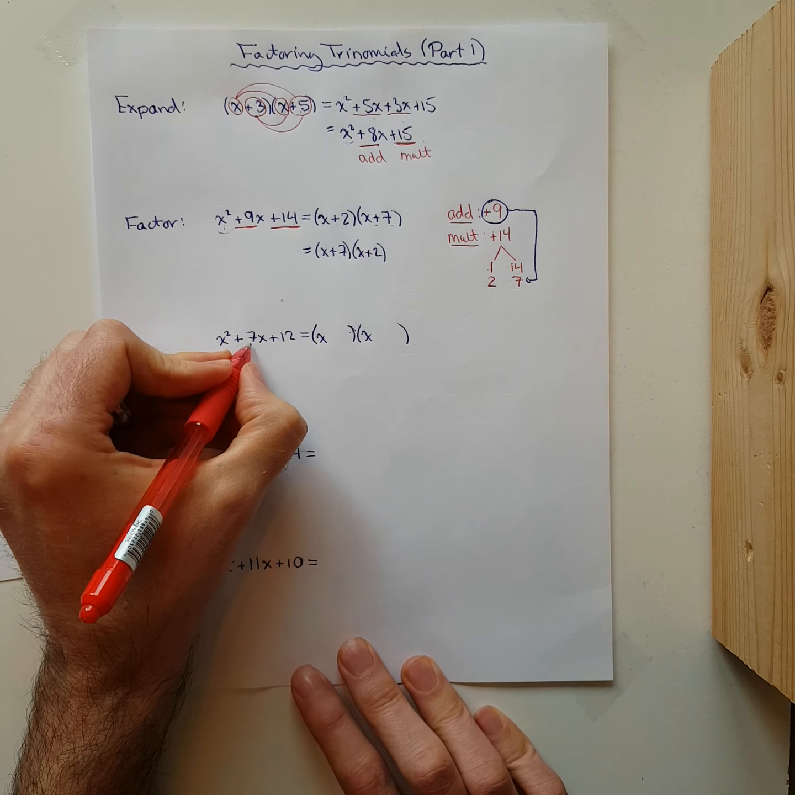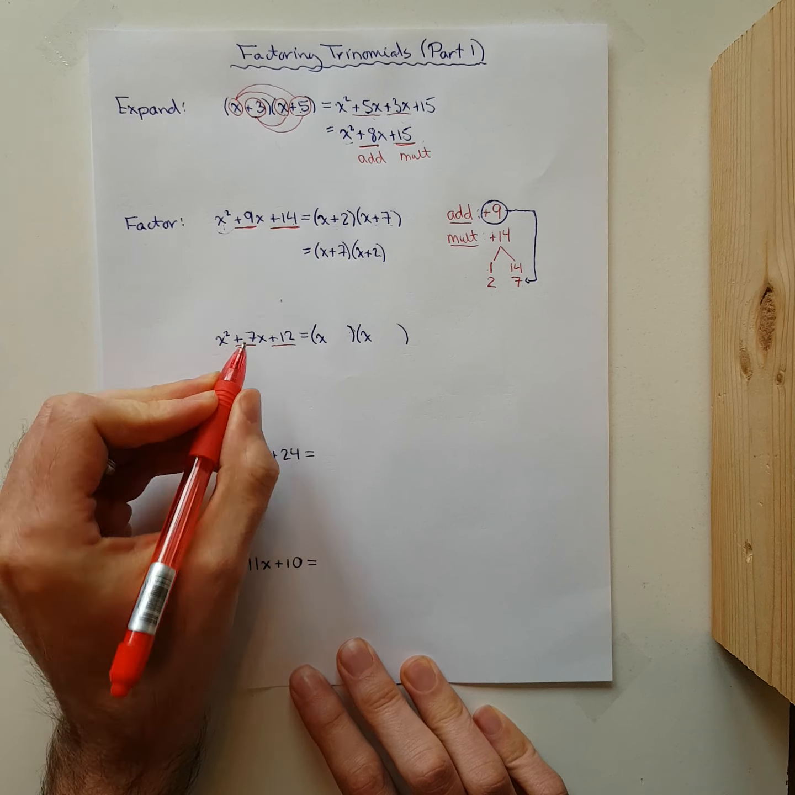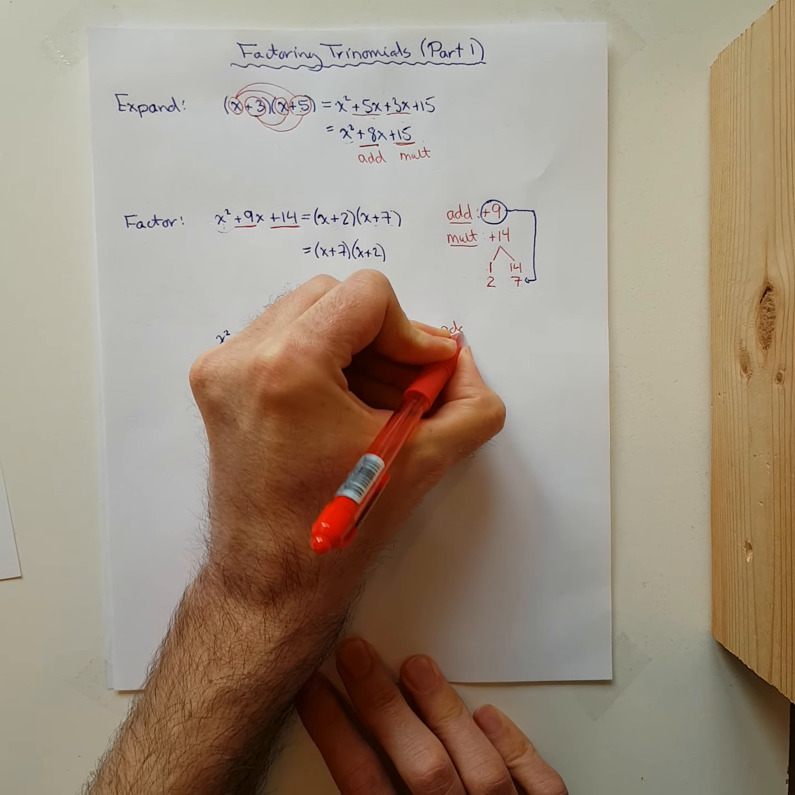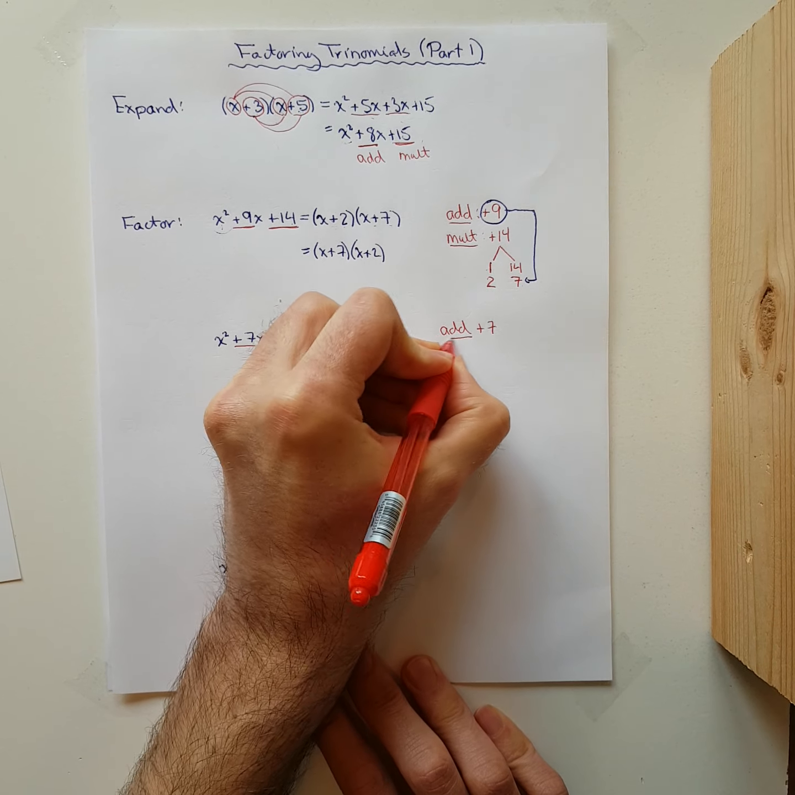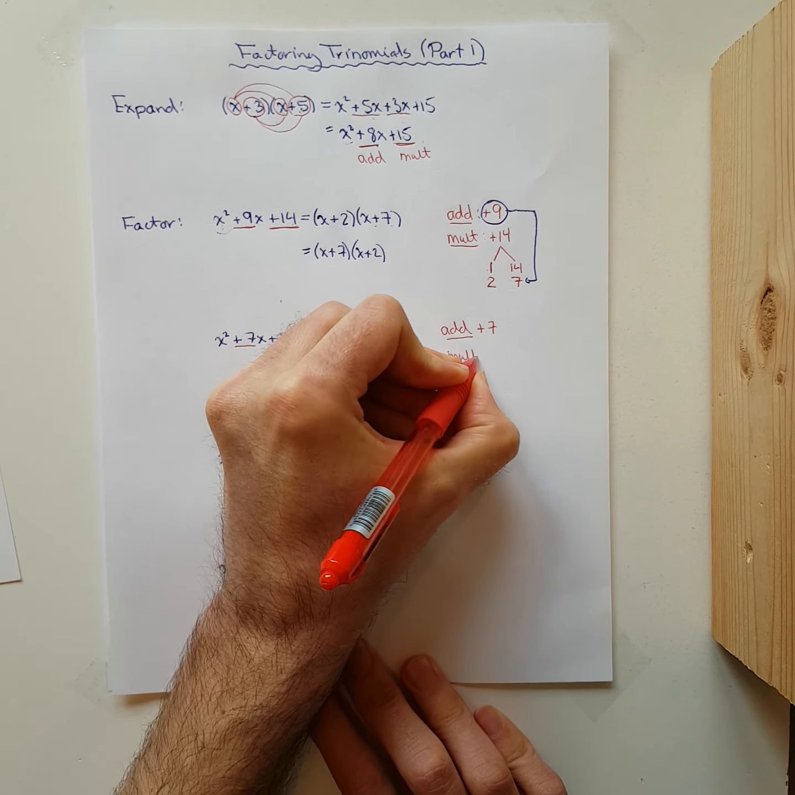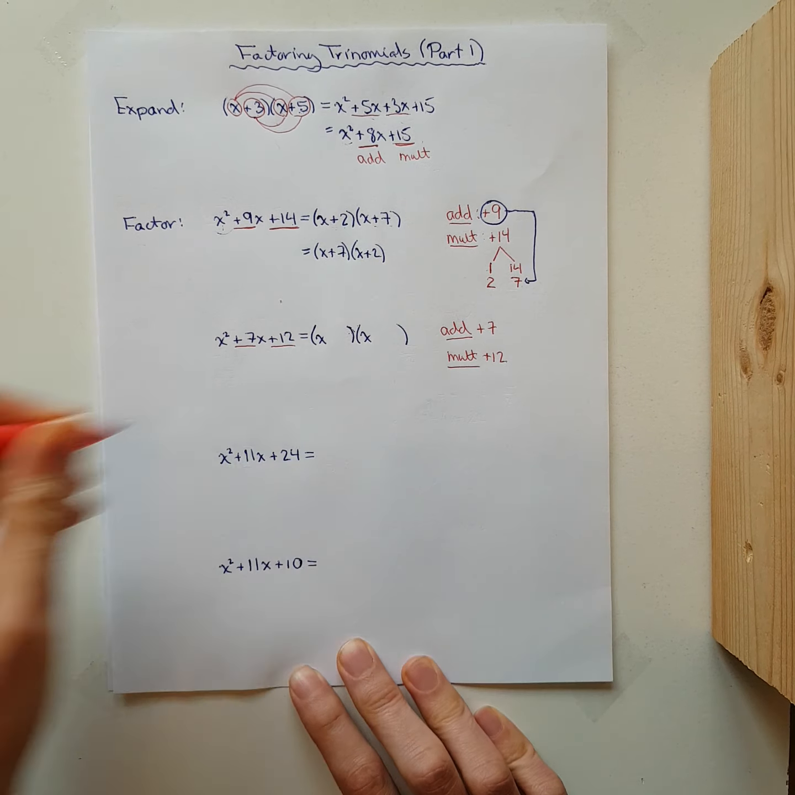And our clues are these here. I have a plus 7 and a plus 12. So we will add to the first number. So I'm going to add to 7. And then we need to multiply to this number, so I need to multiply to positive 12.